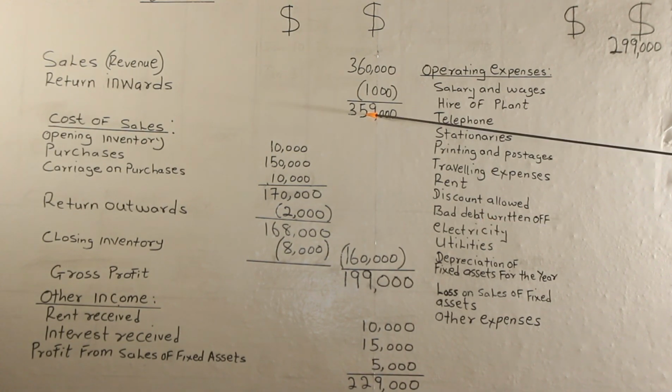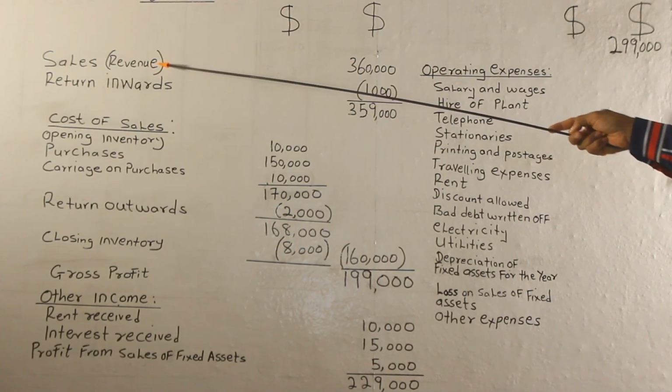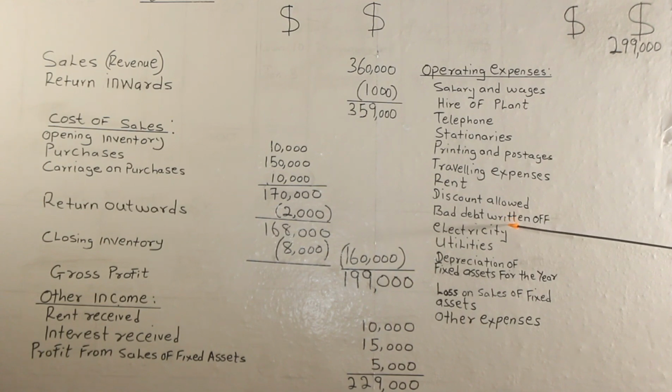This means that some of the sales of 359,000 made can no longer be recovered, as the sales here, that is the revenue of 360,000, contains both cash and credit sales. Some of the credit sales that can never be recovered because the people that owe it cannot pay should be written off as bad debt.